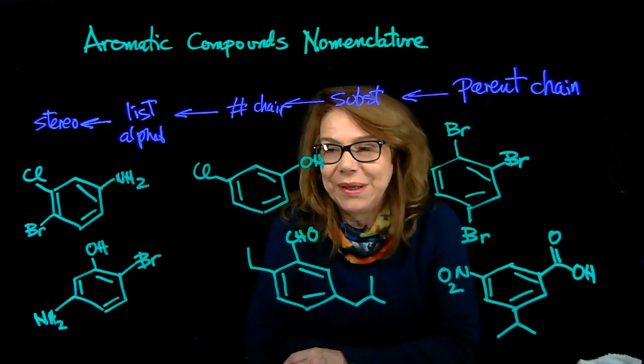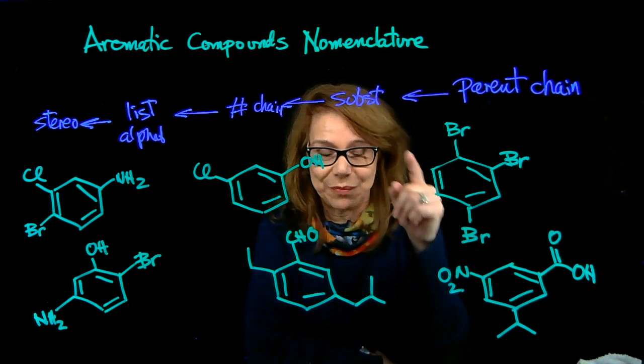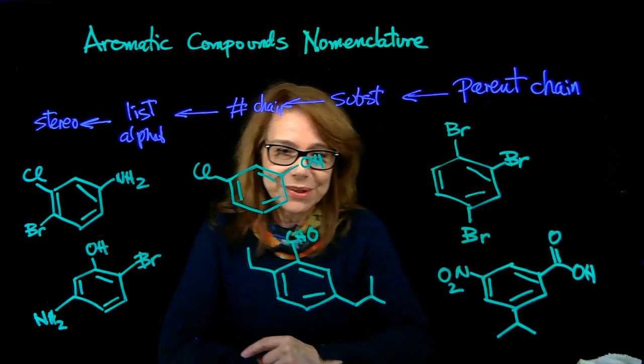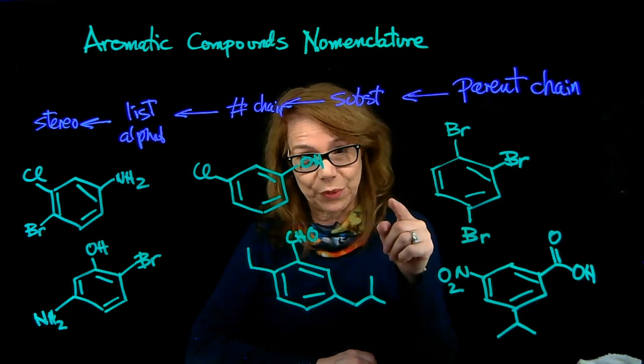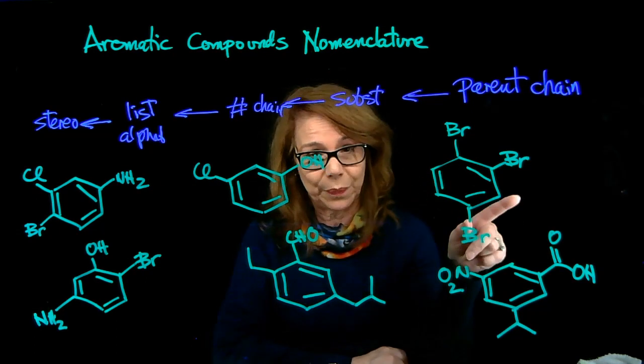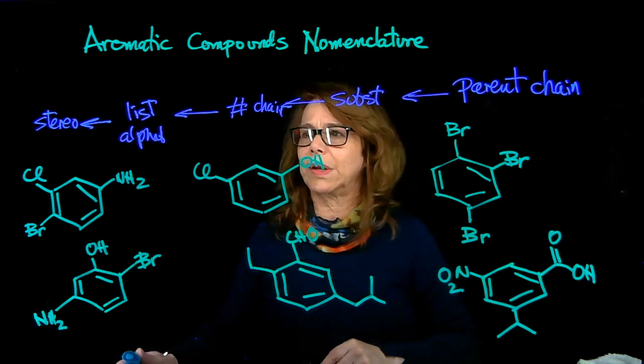Let's continue naming aromatic compounds. So here's your strategy: parent chain, then we see the substituents, we name them, we number the chain. Here, remember, we're going to give priority always to the main functional group. The one that gives the name to the parent chain is the one that we're going to be choosing as carbon 1 in the ring.